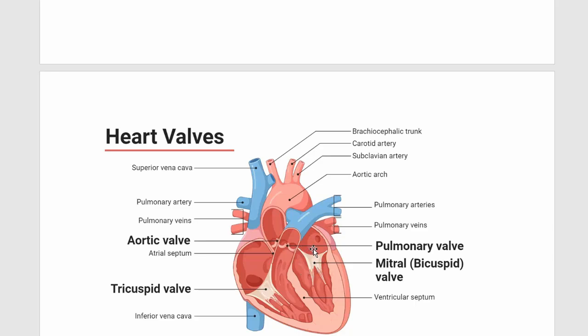Blood is then ejected from the left ventricle up into the aorta, passing the aortic valve. And this is our second semilunar valve. So the atrioventricular valves are these two.